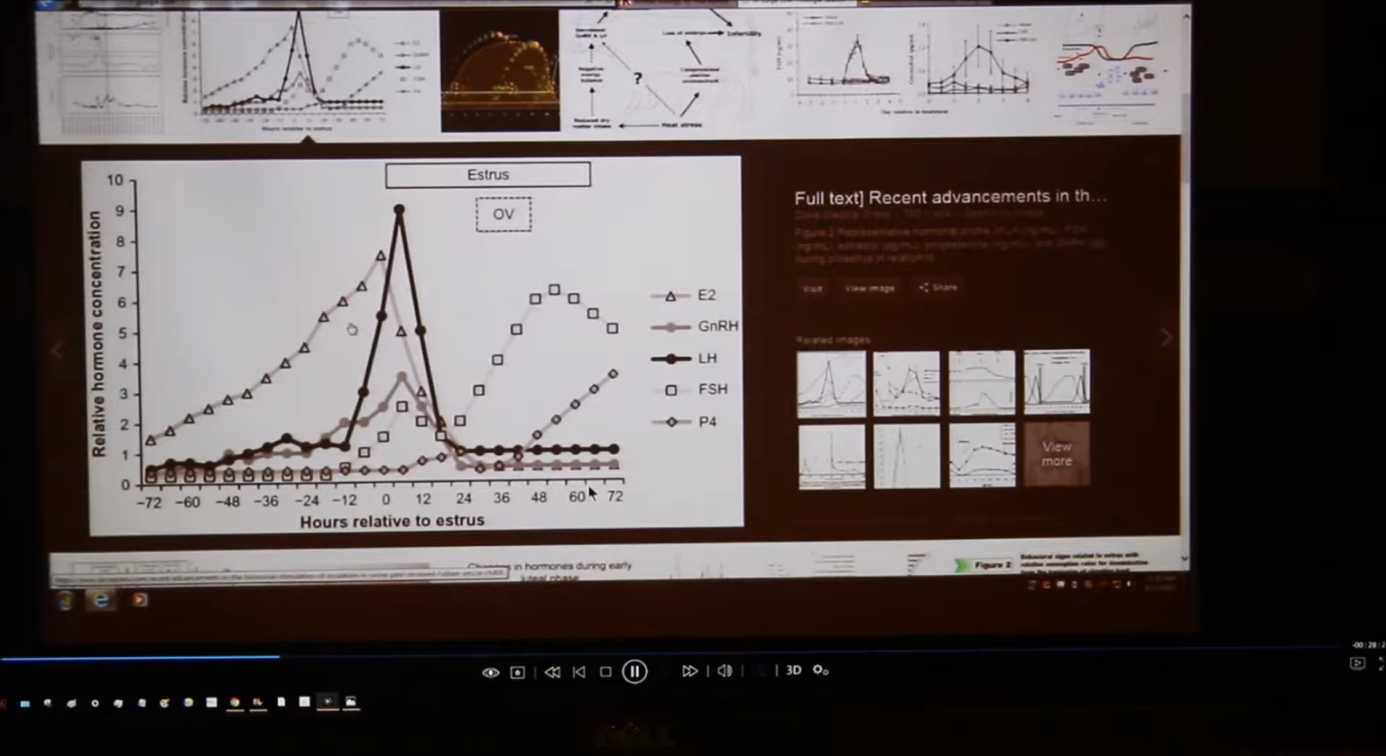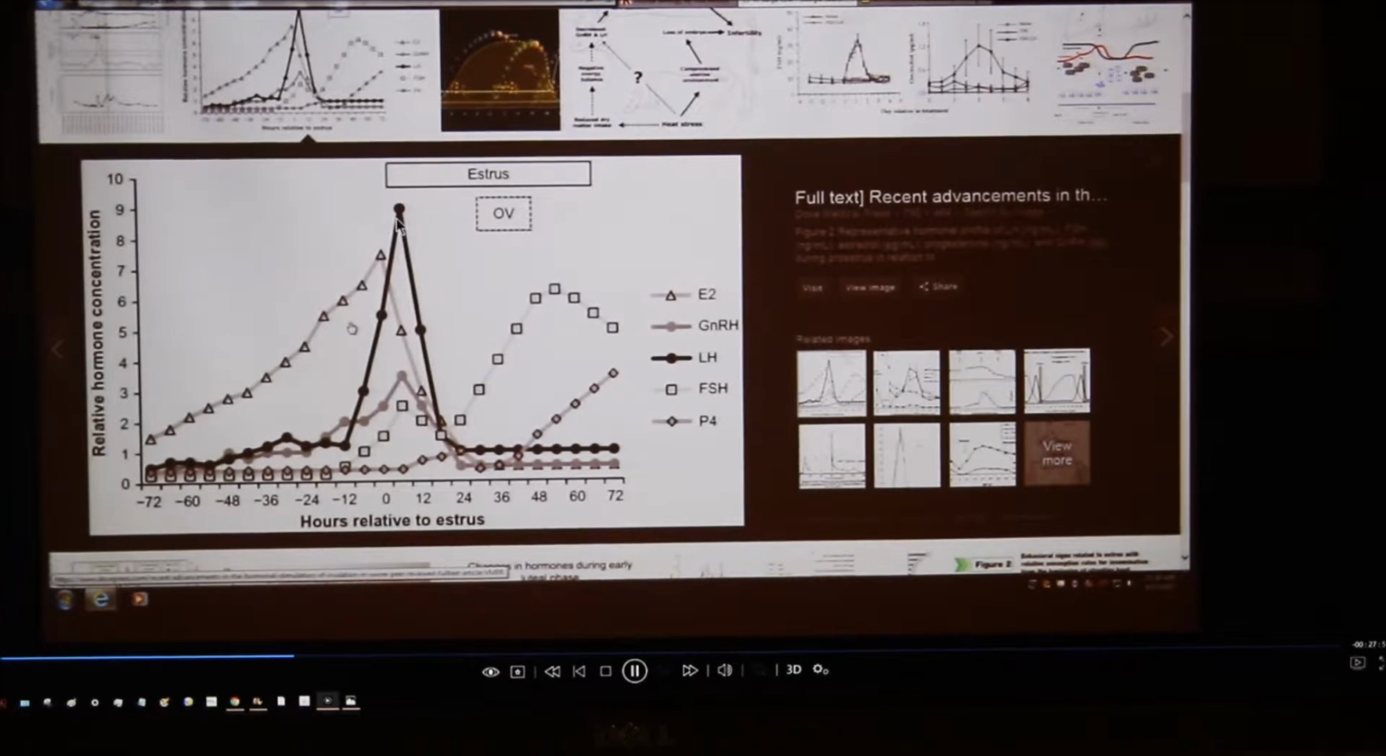This is an animal that has like a 2.5, 3 day estrus. So in class I said maybe it was a horse, but now that I think about it, it might be a sow. Anyway, I can't read the little print over there, but it doesn't really matter because the point is we were talking about the LH surge.